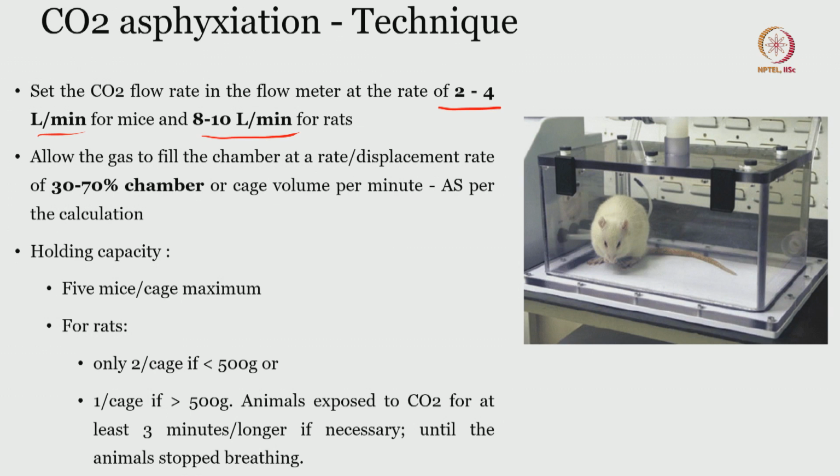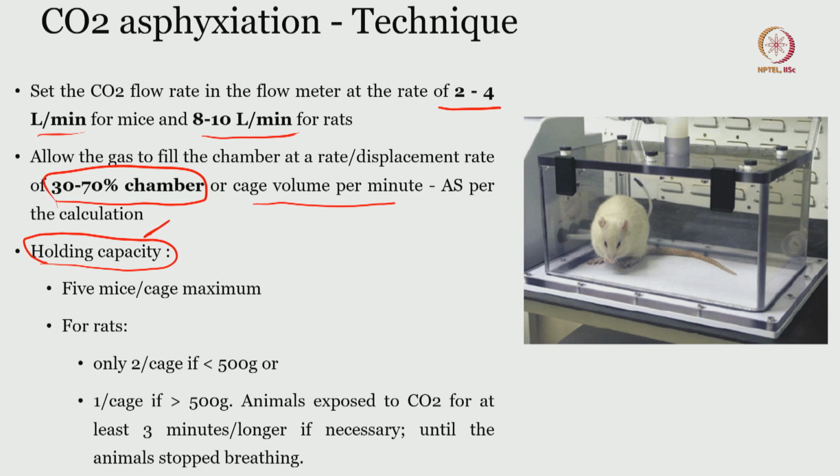Then you are supposed to allow the gas to fill the chamber at a displacement rate of 30 to 70% of the chamber or cage volume per minute, as per the calculation that we have done. And it is very important to ensure the holding capacity of the chamber. If you all remember, the number of mice or rats in the given chamber is very important if you are planning to use it for more than one animal.